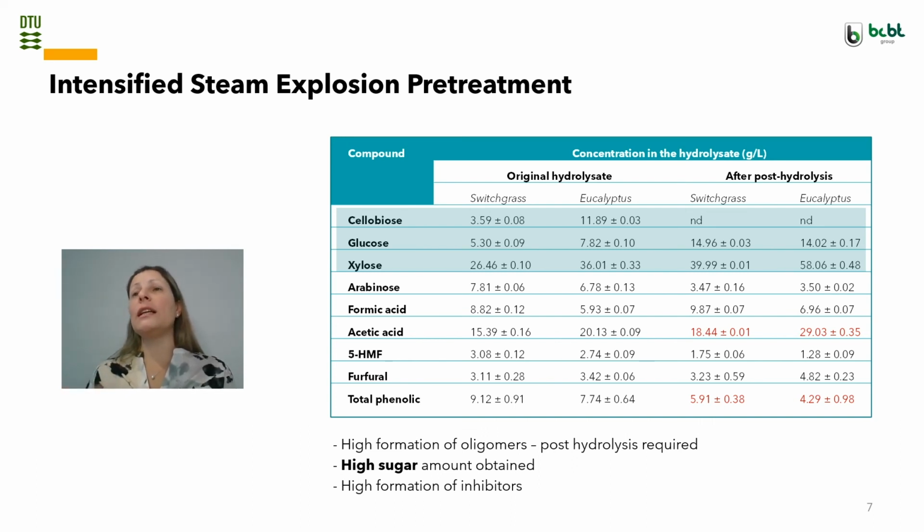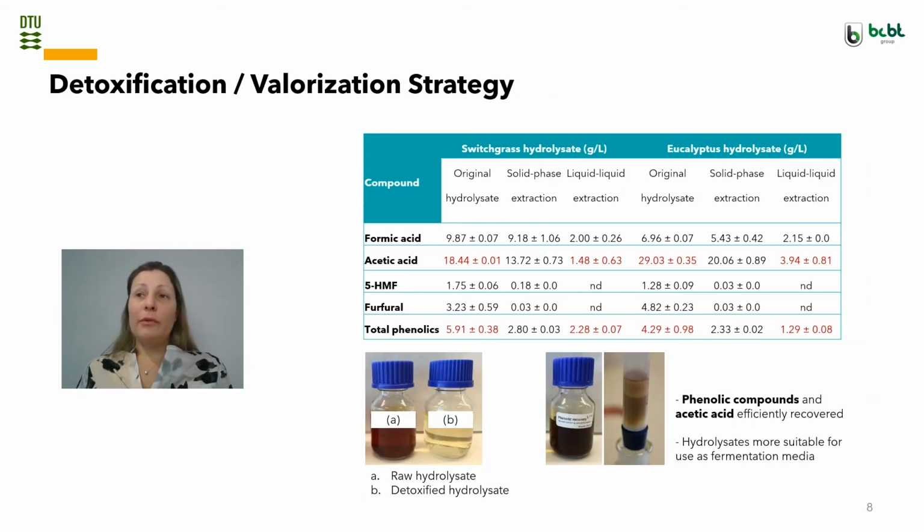When we look at the table, basically, by intensifying the pretreatment, we got more sugars, but also more inhibitor compounds. This can also be a problem for fermentation, as discussed before. If we have more inhibitors, this medium can be very complex and very difficult to use in fermentation.